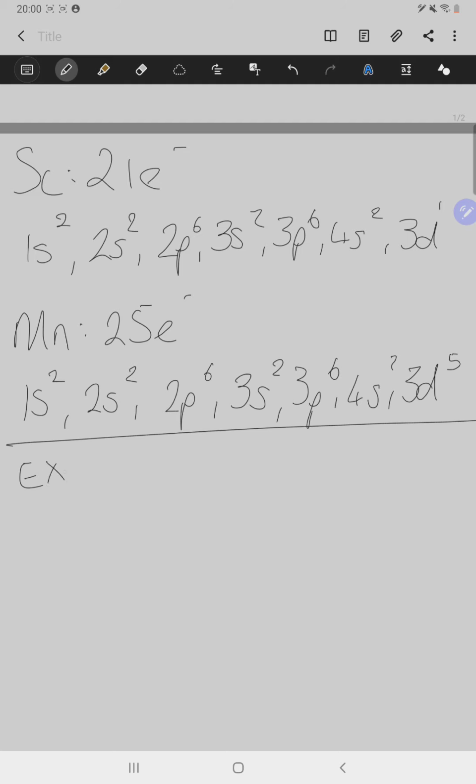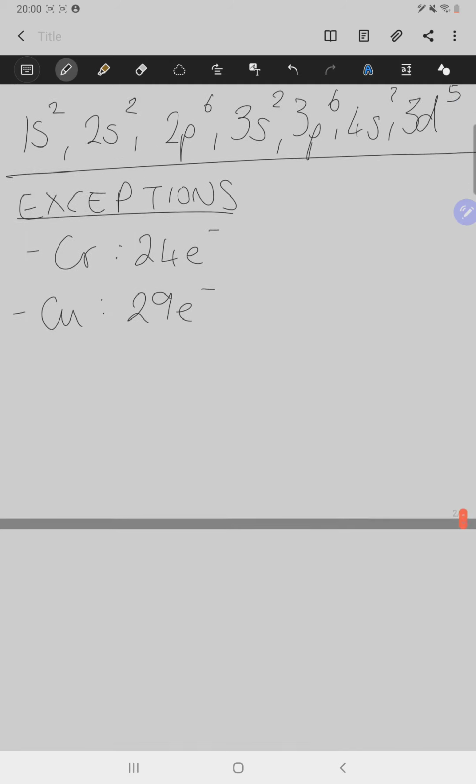But our exceptions here, which are the ones that you need to be particularly aware about, are chromium, which has 24 electrons, and copper, which has 29 electrons. So let's have a look here at chromium first. Chromium has 24 electrons. It is the fourth element into the 3D sublevel. So since everything before that is full, we would start off the same as we would normally.